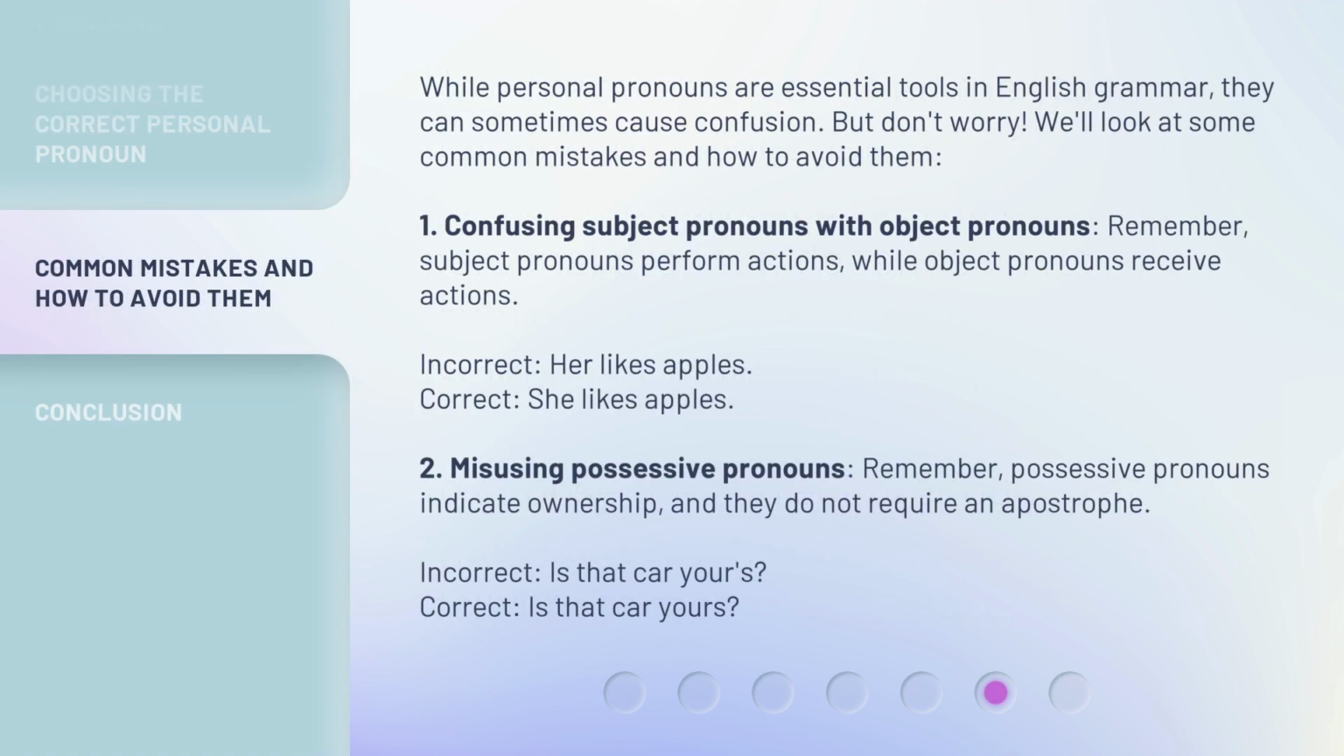While personal pronouns are essential tools in English grammar, they can sometimes cause confusion. But don't worry, we'll look at some common mistakes and how to avoid them. 1. Confusing subject pronouns with object pronouns. Remember, subject pronouns perform actions, while object pronouns receive actions. Incorrect: her likes apples. Correct: she likes apples.